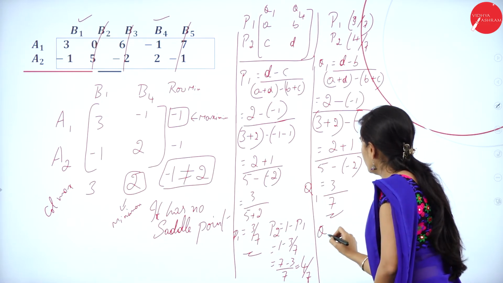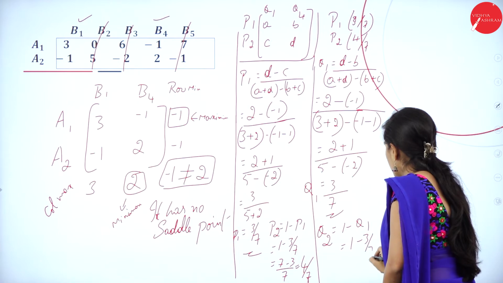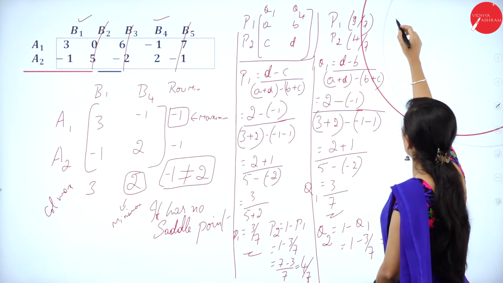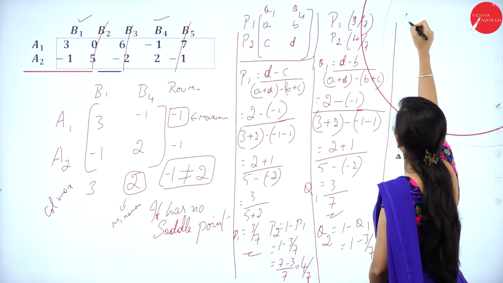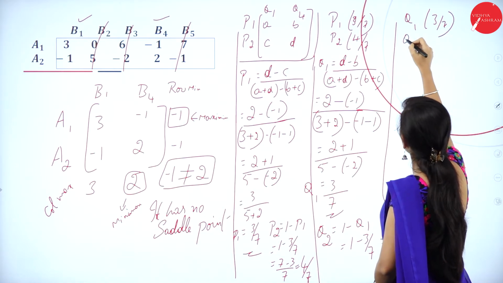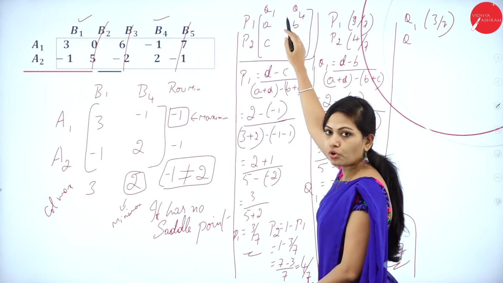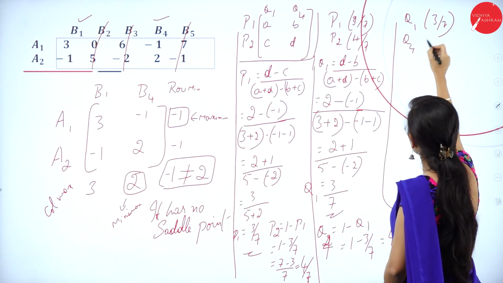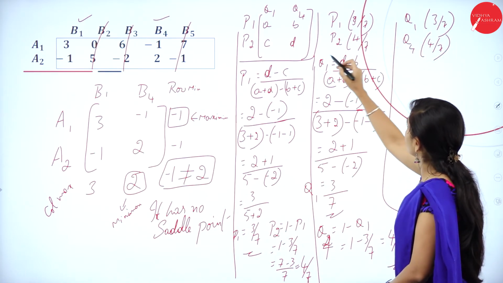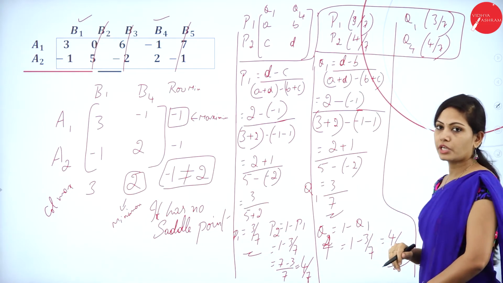And what is Q2? 1 minus Q1. It is 1 minus 3 by 7, it is 4 by 7. So now Q1 is 3 by 7 and it is not Q2, it is Q4, because we don't have a Q2 column, we have a Q4 column. Q4 is 4 by 7. So here you can cross verify this. Both the values are the same, P1 and Q1, P2 and Q2.